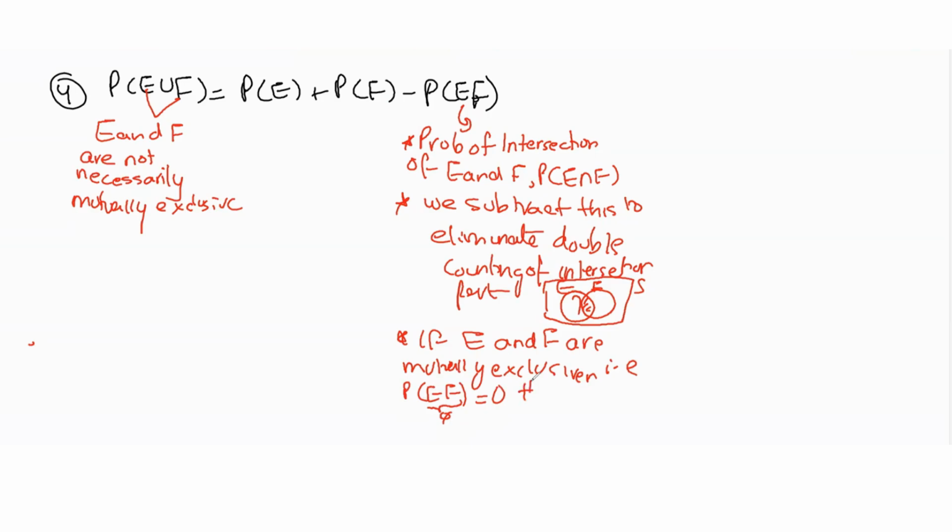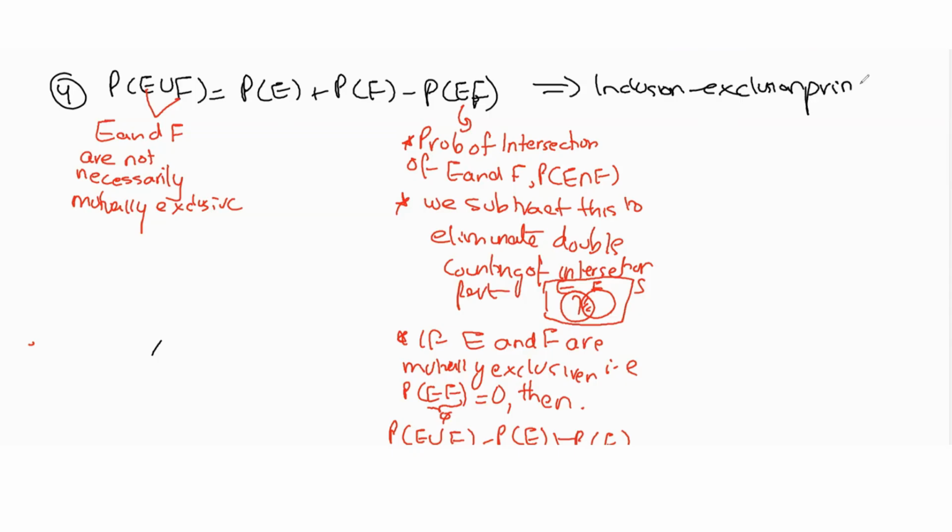Right? Then in that case, we know the probability of E union F will just be the probability of E plus the probability of F, which is what axiom 3 is, right? So basically, this is what we call the inclusion-exclusion principle, or the addition rule of probability.